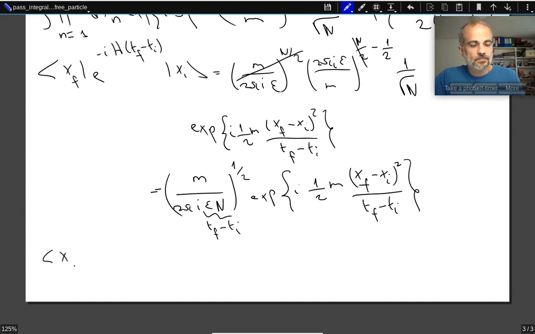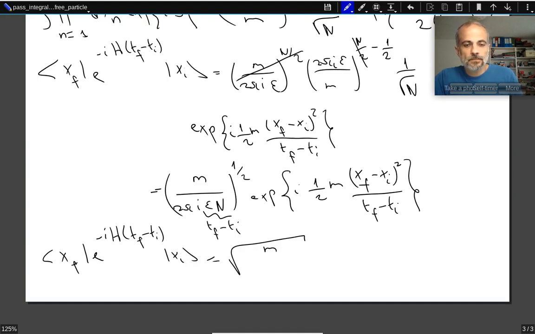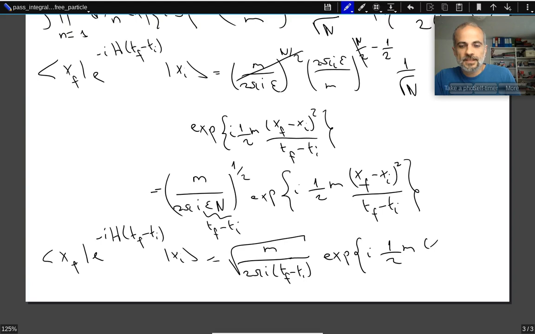So this matrix element is actually given by square root of m over 2 pi I tf minus ti, exponent of I 1 over 2 m xf minus xi squared divided by tf minus ti.